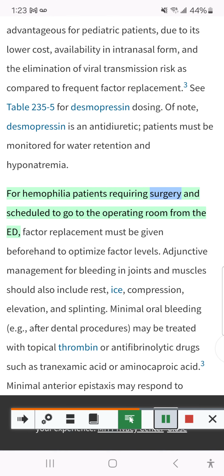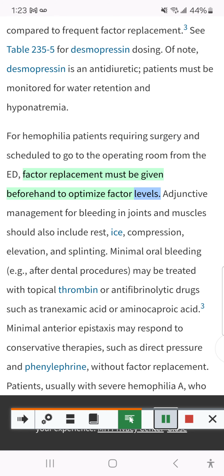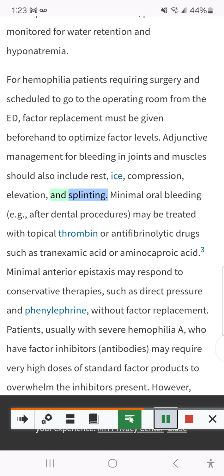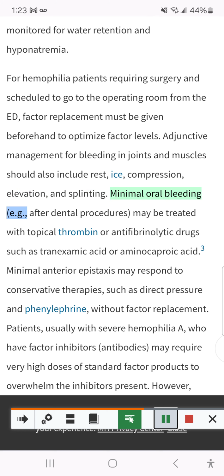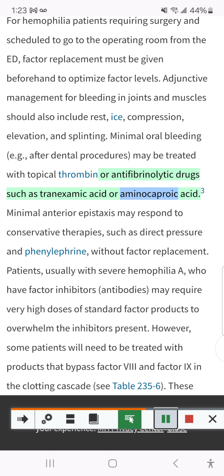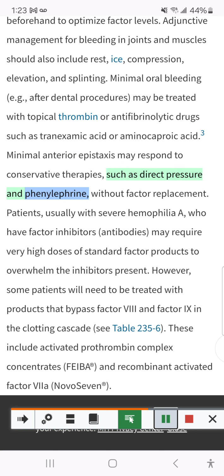For hemophilia patients requiring surgery and scheduled to go to the operating room from the ED, factor replacement must be given beforehand to optimize factor levels. Adjunctive management for bleeding in joints and muscles should also include rest, ice, compression, elevation, and splinting. Minimal oral bleeding, for example, after dental procedures, may be treated with topical thrombin or antifibrinolytic drugs such as tranexamic acid or aminocaproic acid. Minimal anterior epistaxis may respond to conservative therapies, such as direct pressure and phenylephrine, without factor replacement.